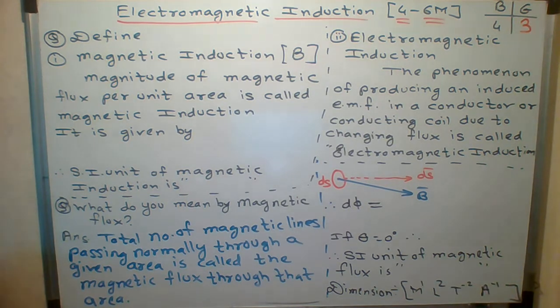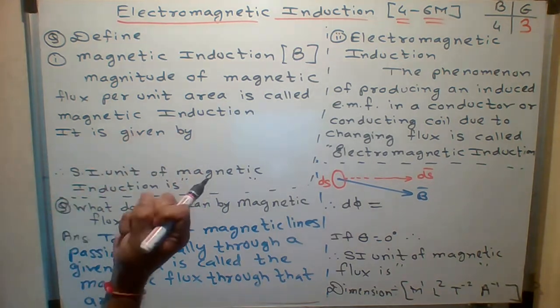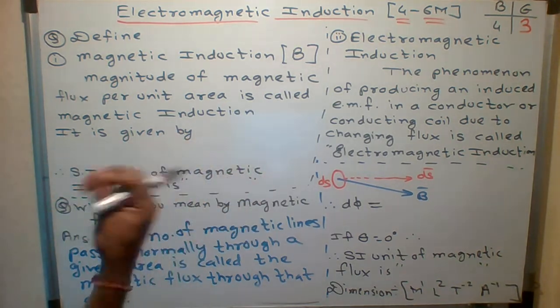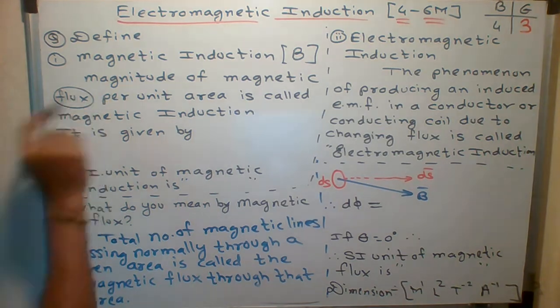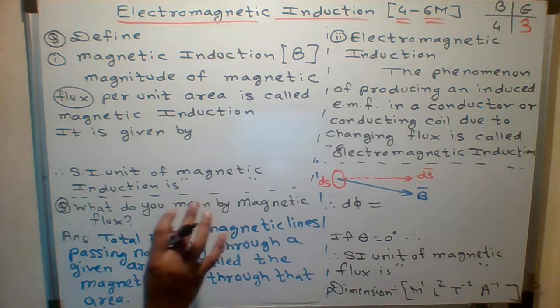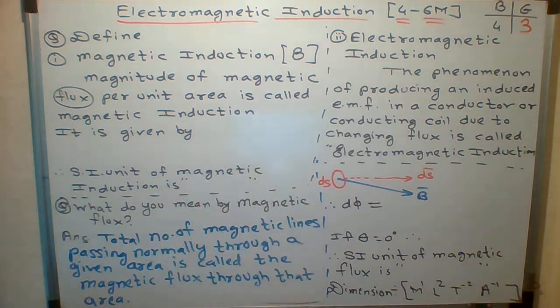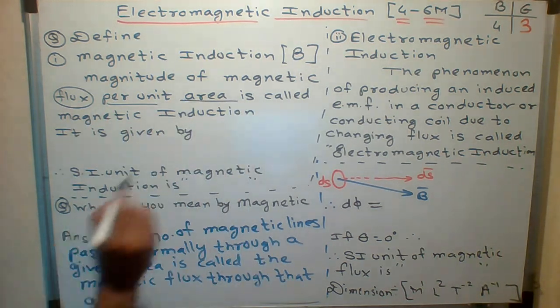What is exactly magnetic induction? You know that we have already done this, but still let me define it. As we know, from every magnet some flux is coming out. Those magnetic lines are called magnetic flux. Every magnet has some area, and from every area some magnetic flux or magnetic lines are coming out. That magnetic flux per unit area is called magnetic induction.